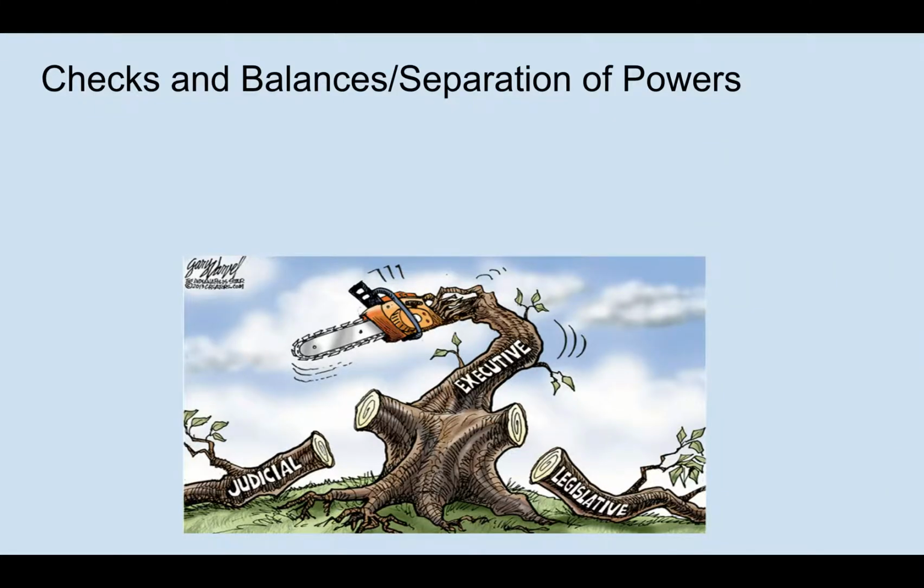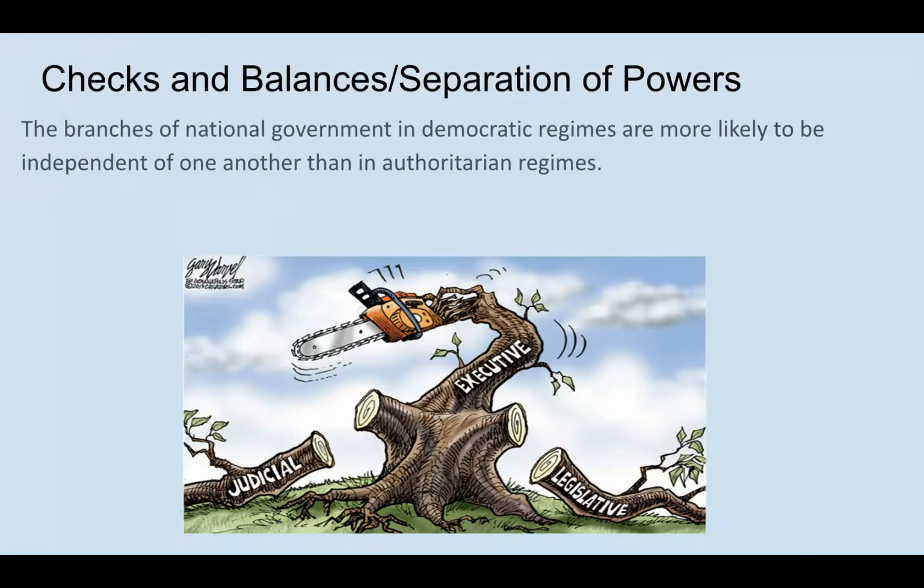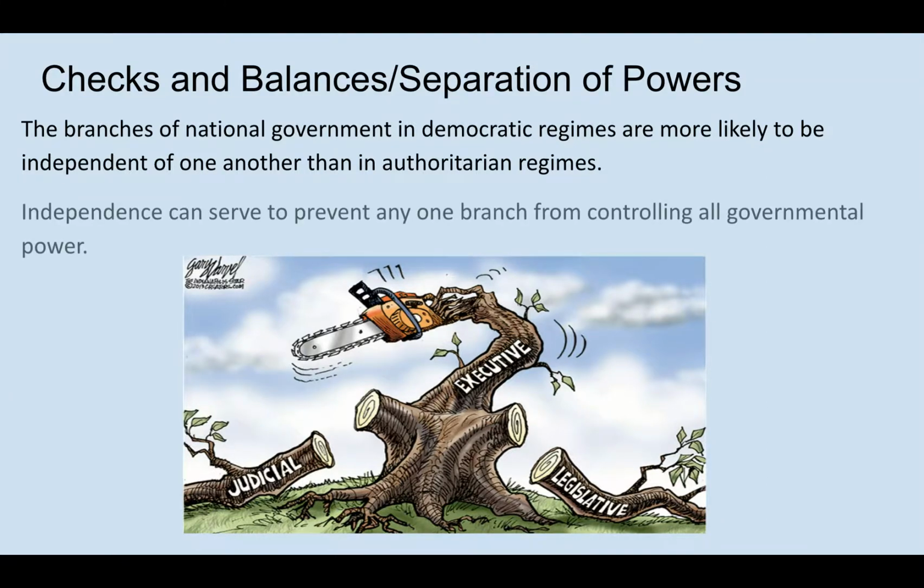Checks and balances and separation of powers. So the branches of government in a democratic regime are going to be independent of one another, whereas in an authoritarian regime, it's going to be pretty clear that one branch of government has more power than any other. So like the executive branch, in Russia, Putin has more power than the legislative, and he has a lot of power and control over the judicial branch.